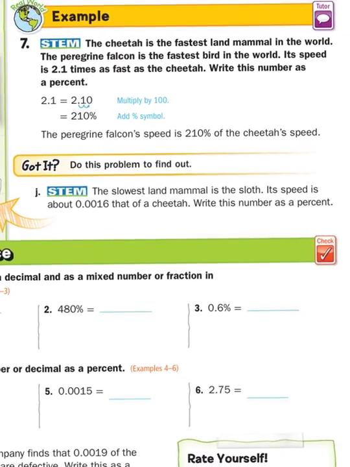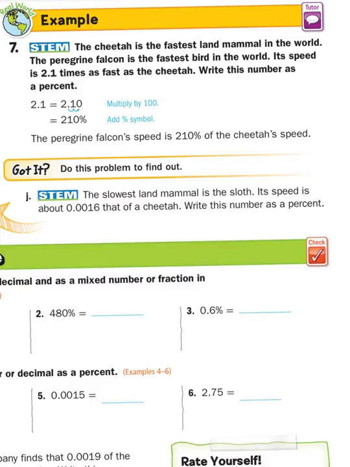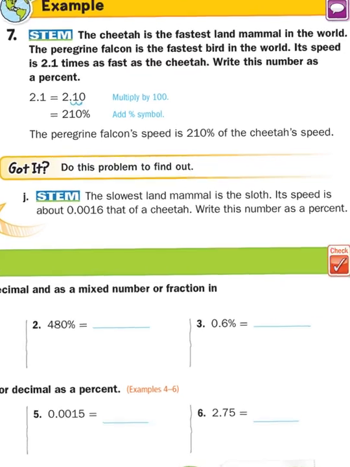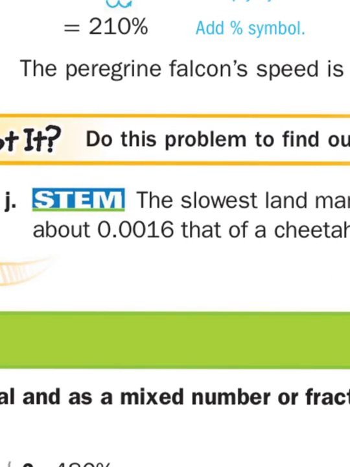Okay, let's see how you did. So J says, the slowest land mammal is the sloth. Its speed is about 0.0016 that of the cheetah. Write this number as a percent. So, since it's a decimal, I'm going to move my decimal twice to the right. Start here, once, twice. It should be right there before the 1. So when I write that down, 0.16%. Did you remember the percent sign?